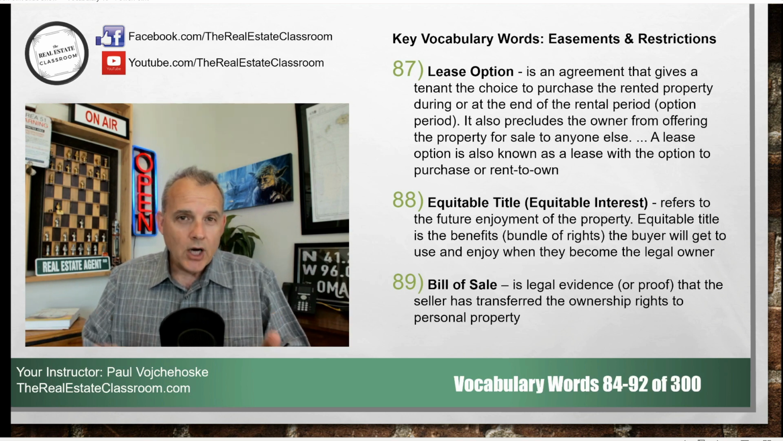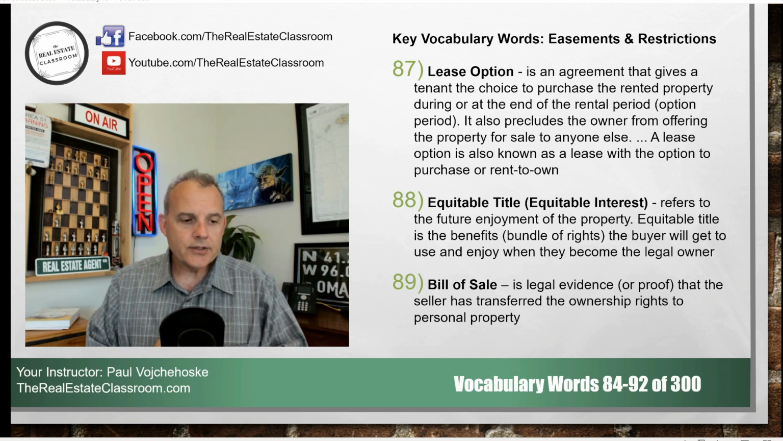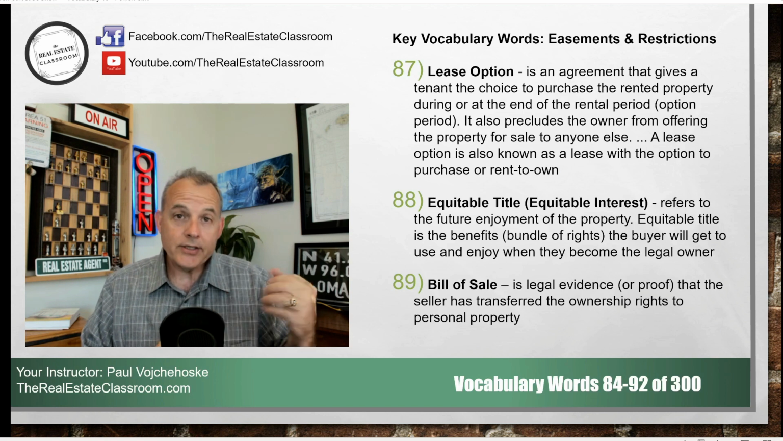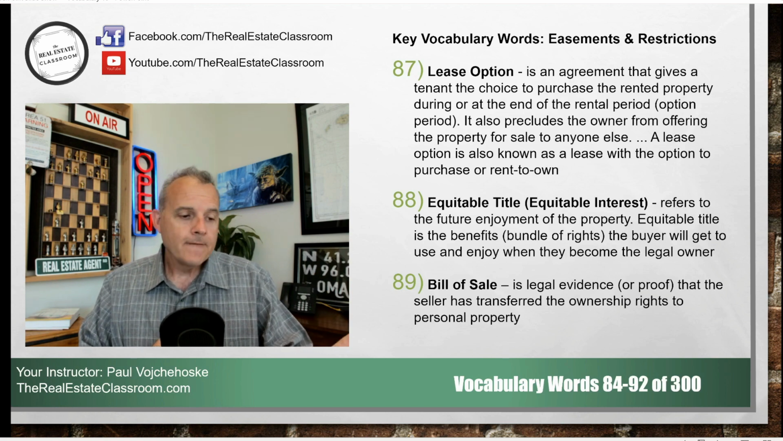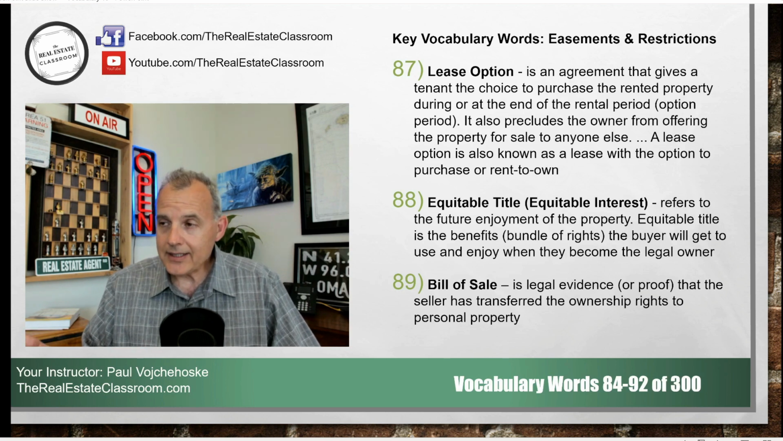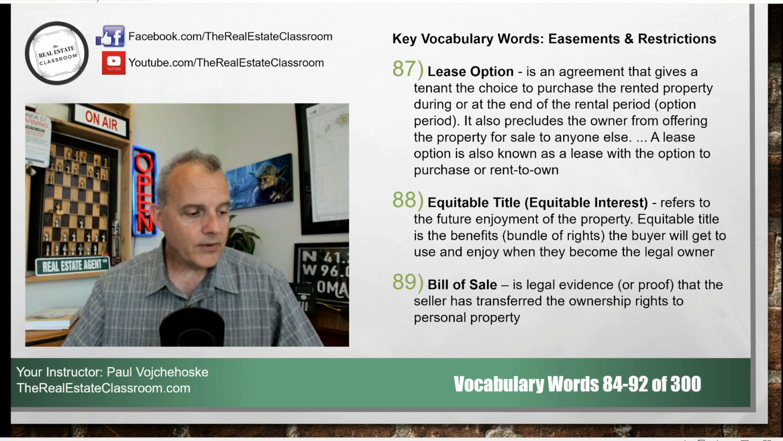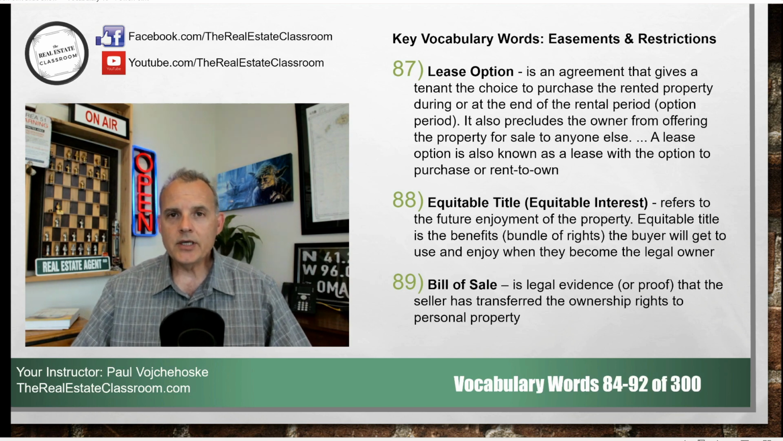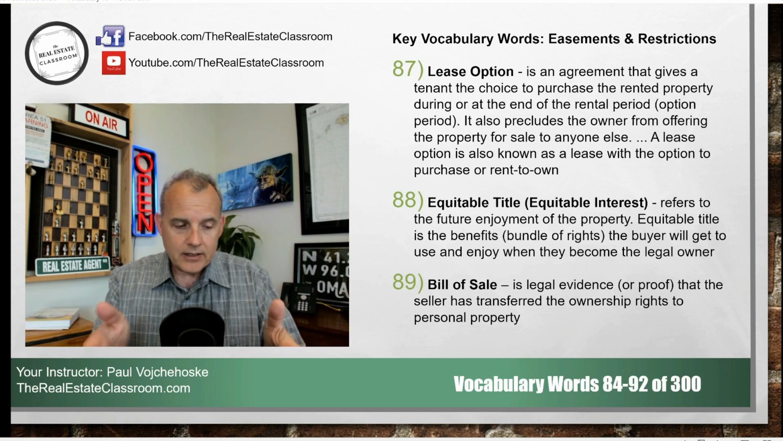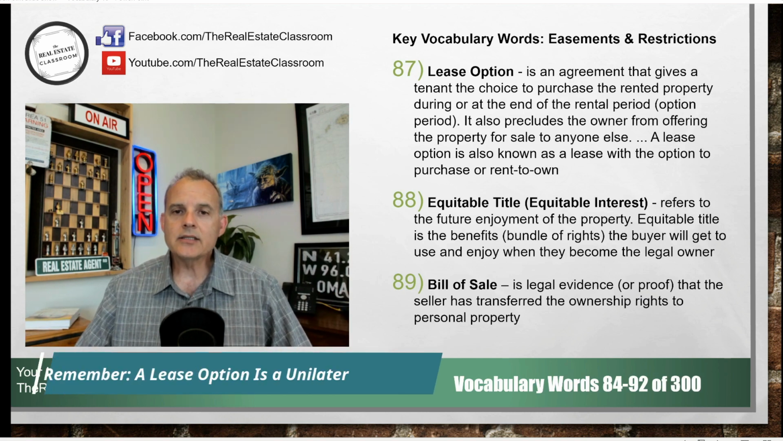If they don't exercise, that's a legal term when we're talking about options, if the tenant does not exercise their right to purchase the property at the expiration of the lease option, then it allows at that point the seller to go ahead and sell it to somebody else. But one of the things that it does is it prohibits the owner, during that 4-month period, that lease option period, from selling it to anybody else. That is a lease option.